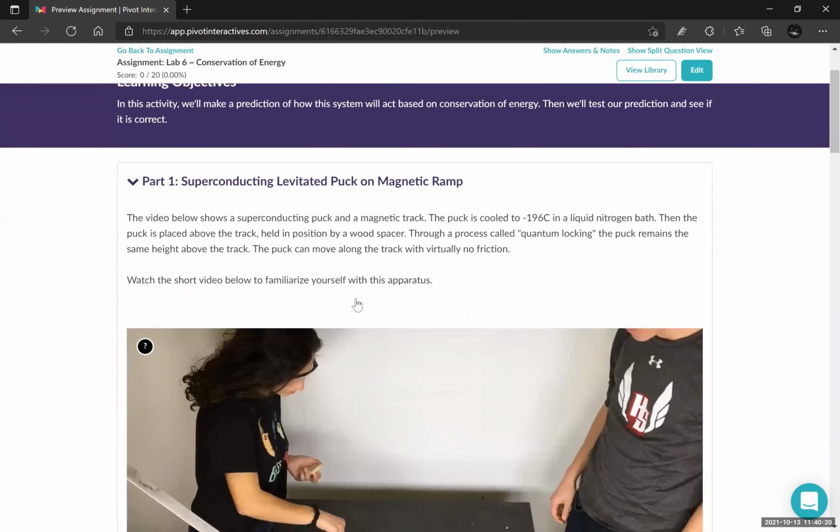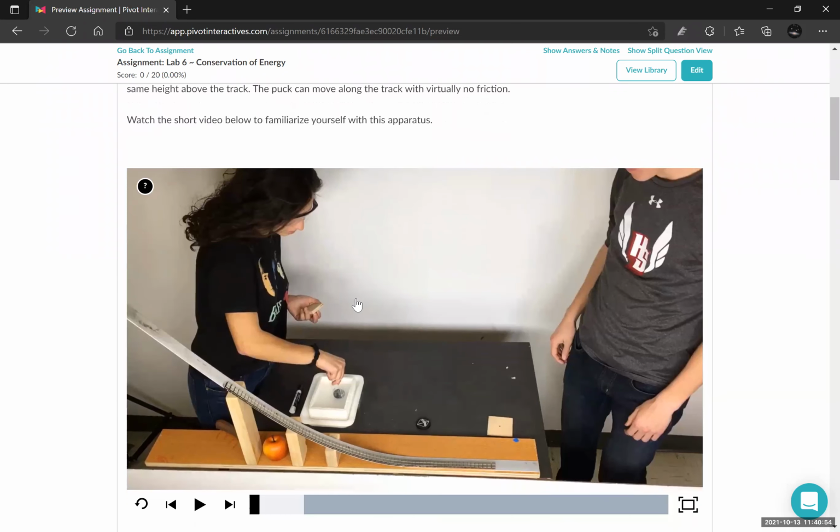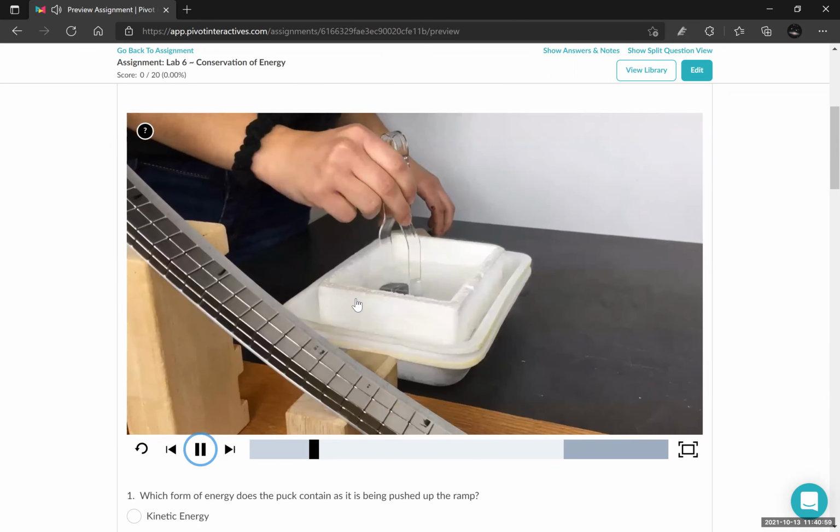All right, so here's what we have in this video. It shows a superconducting puck and a magnetic track. The puck is cooled to negative 196 degrees Celsius in a liquid nitrogen bath. Then the puck is placed above the track, held in position by a wood spacer, through a process called quantum locking. And it basically creates a frictionless surface. Through quantum locking, the puck remains the same height above the track, so basically it levitates. Watch the short video below to familiarize yourself with the apparatus. This video is just going to show you the setup itself.